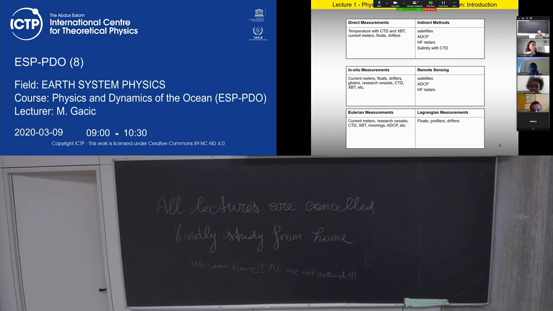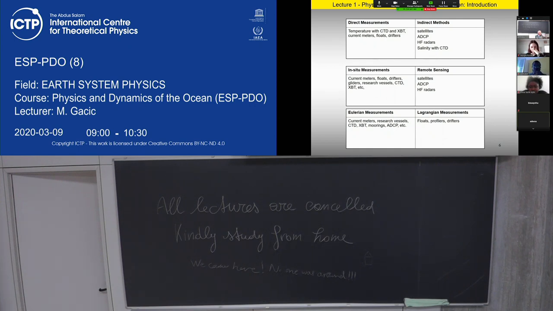Then we have salinity with CTD. For in situ measurements, we have current meters, floats, drifters, gliders, research vessels, CTD, XBT, and so on. For remote sensing, we use the remote sensing technique: satellites, ADCP, and HF radar. All these are means that you can use to do these measurements without being in the sea.